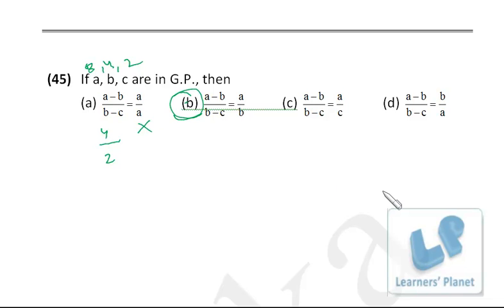Okay, no need to worry about the remaining options, it's correct, because (A minus B) by (B minus C), what you are getting is A by B, so it cannot be A by C, it cannot be B by A. The left hand side portion is the same in all these 4 cases.